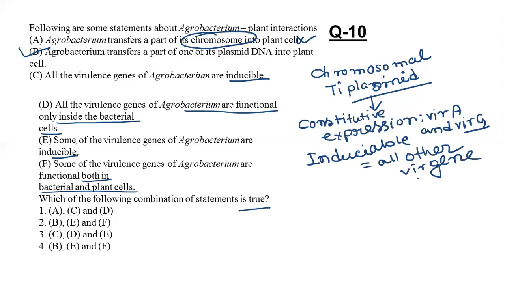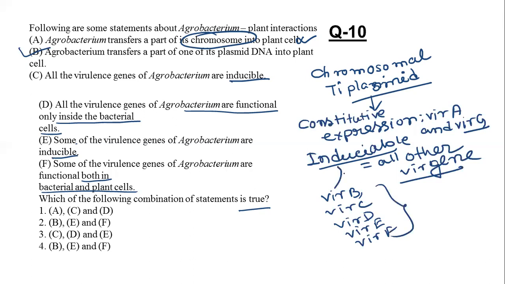Now, what do you mean by inducible? Inducible is by induction. We know that the lac operon is an inducible operon, right? We can induce it from outside with some chemical substance. That's inducible. So other than vir A and vir G, vir B, vir C, vir D, vir E, vir F are all inducible genes. So all virulence genes are not inducible. So A and C are wrong.